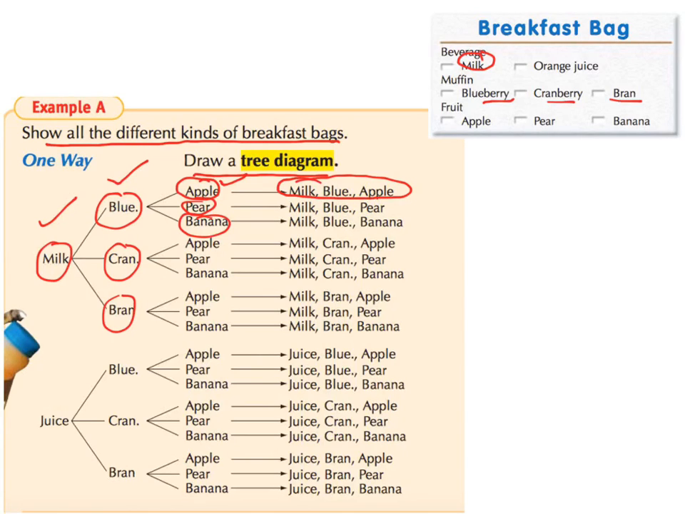Another combination can be milk, blueberry and pear. Another combination can be milk, blueberry and banana. Suppose you choose cranberry as the muffin. Then you have milk, cranberry and apple and so on. Can you see that? These are the different combinations of breakfast bags you can have. So forming a diagram like this is called a tree diagram.